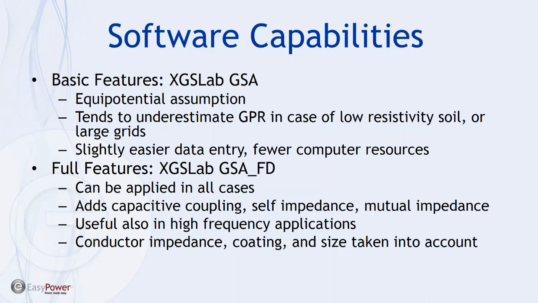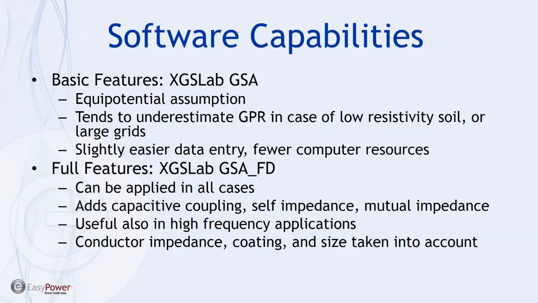All of these modules have what's called the equipotential assumption that we've talked about before, where there's no conductor impedance, which means the ground potential rise of all of the conductors on the grid is exactly the same, and they all leak the same amount because there's no impedance in between them. This sort of assumption tends to underestimate the GPR in the case of low resistivity soil or large grids. So that's what causes it to have limited capability.